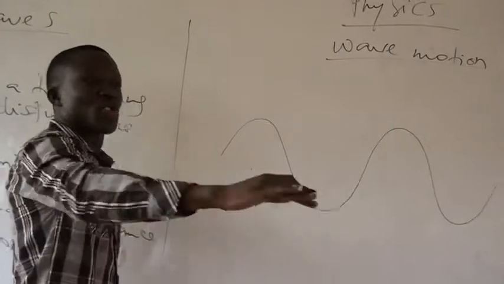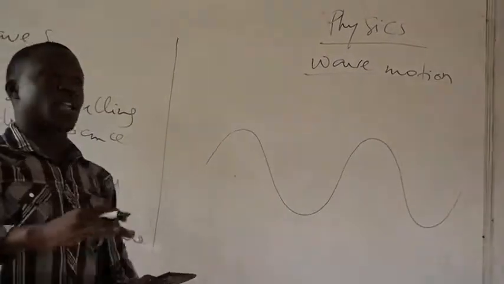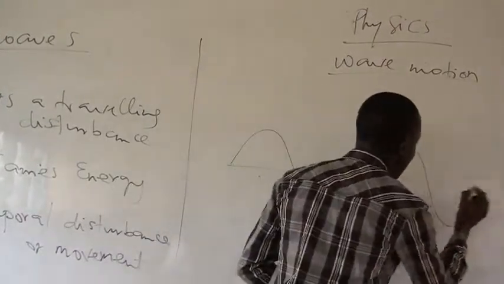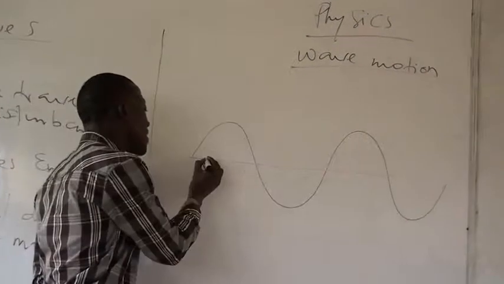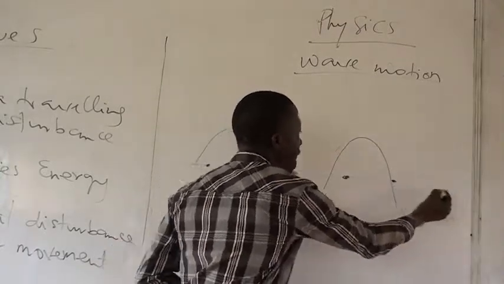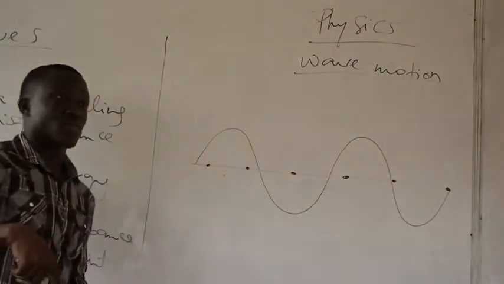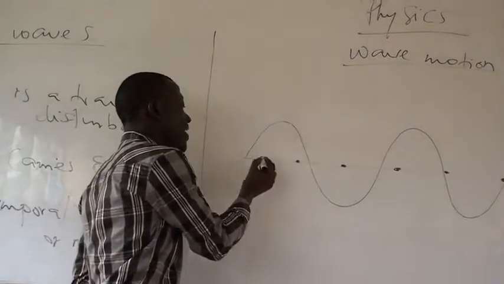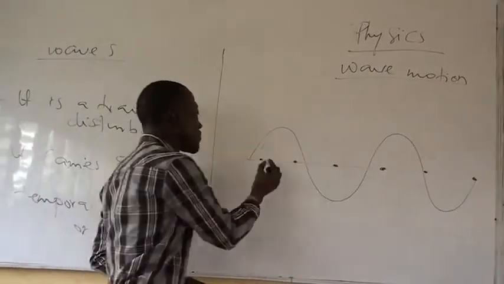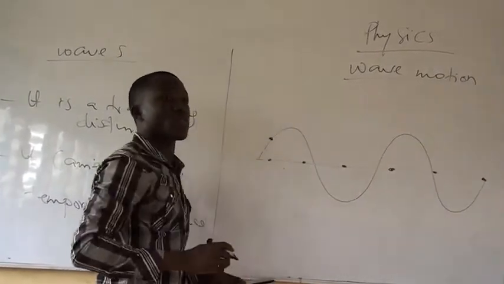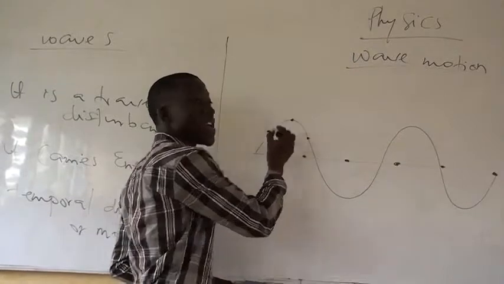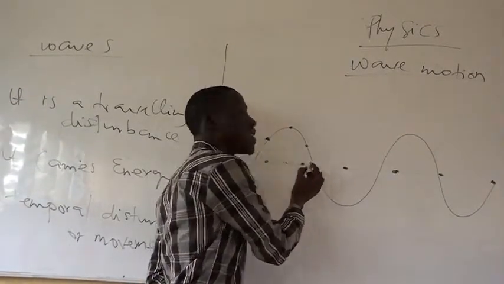Now, the particles of the water will have what we call an equilibrium position. When the water was at rest or still, this will be its level. So if I am to indicate, let's say, 1, 2, 3, 4, 5, 6 particles of the water, then whenever the wave gets to them, each particle is going to experience a vibration. So this particle will move to this point of the wave. This particle will move to this point. If there is one here, it will come here. If there is one here, it will remain at that same point.